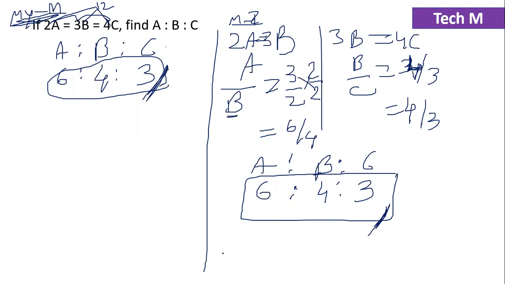Don't waste your time making the values equal. Here the B constant is the same, and here also the B constant is the same. I have to equate the B value. Here B becomes 4. How do I make it 4? 2 into 2 is 4, right? So if I multiply the denominator with 2, the numerator is also multiplied with 2. Then only the values are the same.